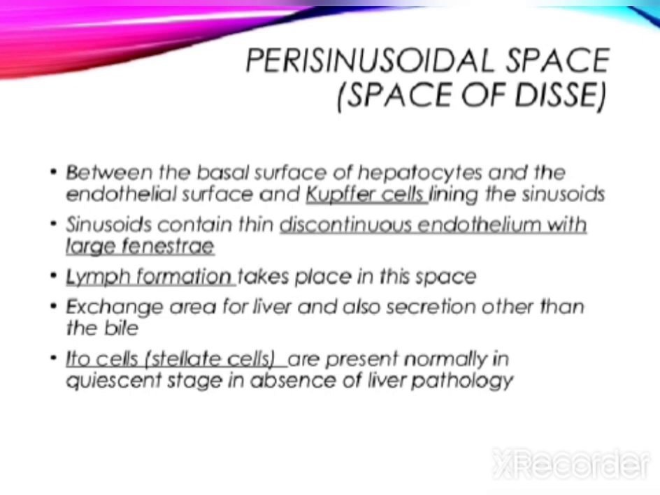It's protective by conjugation, destruction and phagocytosis, antibody formation and excretion. So its protective function is by conjugation, destruction, phagocytosis, antibody formation and excretion. And the last function is the storage of glycogen, iron, fat, vitamin A and D. So these are the various functions of the liver.